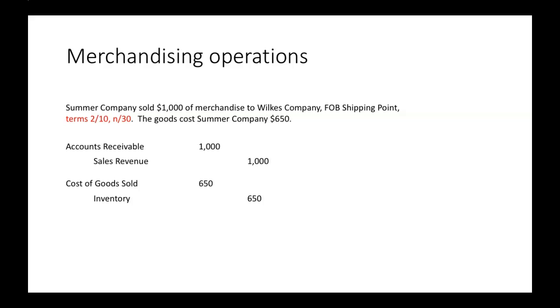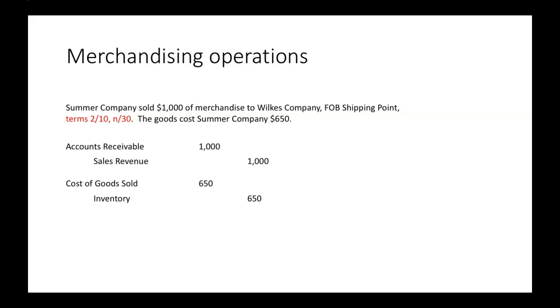So what Summer Company is trying to do here is they're trying to give Wilkes Company a little extra incentive to pay early. Because Summer Company wants to have that shorter operating cycle. They want to get their cash as quickly as possible. Because then they can use that cash to buy more inventory, or they can use that cash to invest it somewhere else. So they're willing to give Wilkes Company that little 2% discount if it means that they get their cash earlier.